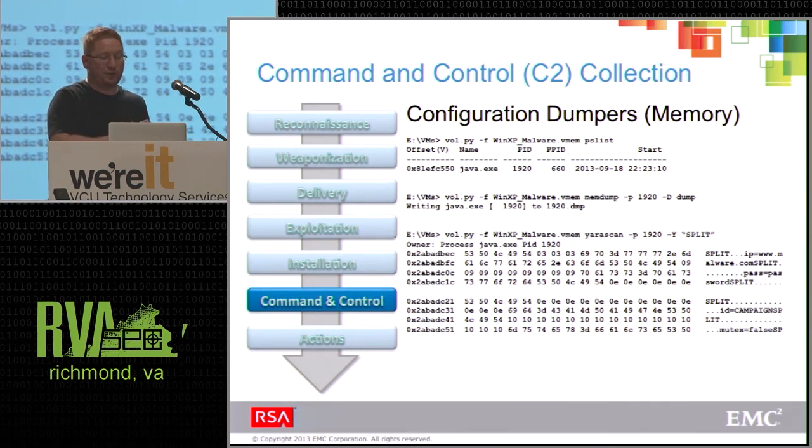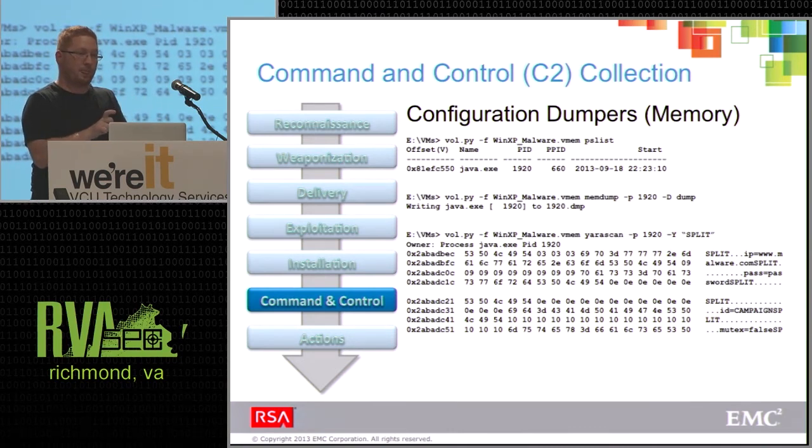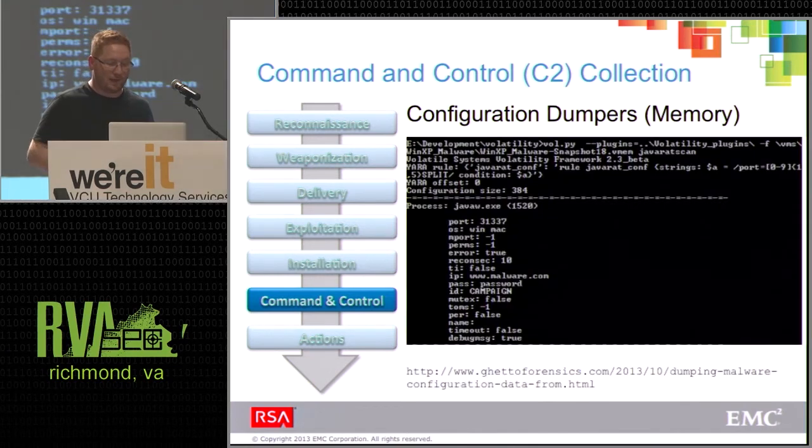So knowing that, you can actually write a simple YARA rule, throw it into Volatility, and say, show me anywhere where we see the word split and IPs and all these different values. And it'll dump it out for you. So I took that to another layer and wrote a plugin for Volatility to do the same thing for this family. On my blog post, I have the code for it if you're interested.